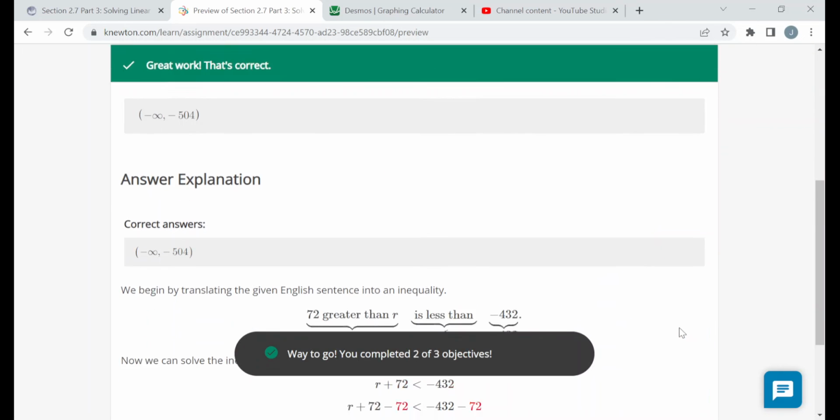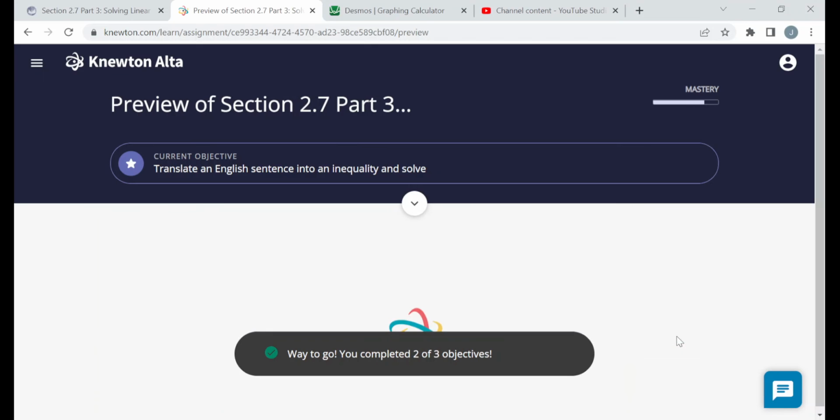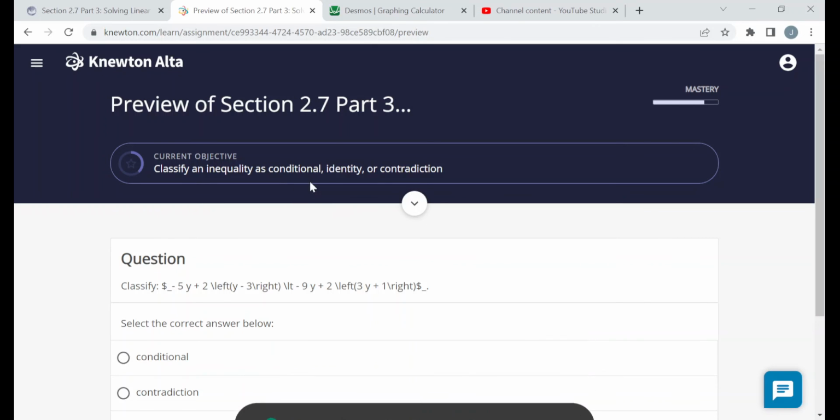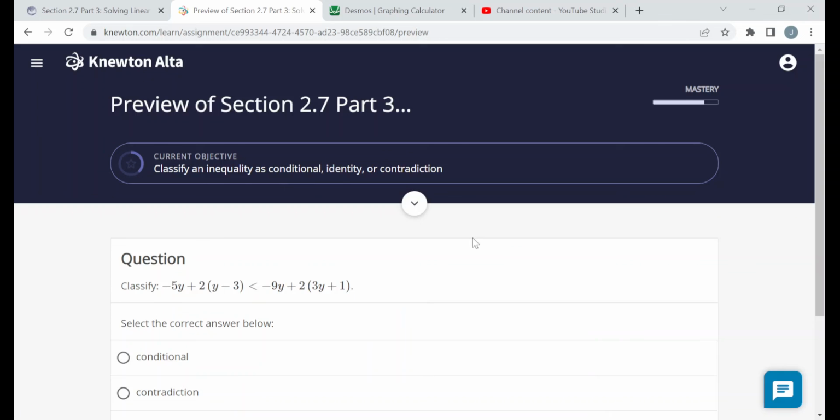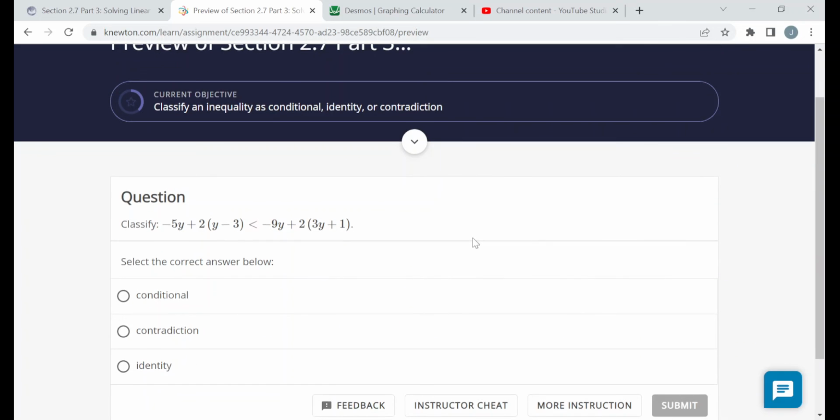Great. All right, so now finally we're getting back to those, is it a contradiction, a conditional, or an identity? So here we'd have negative 3y minus 6. Over here, this would be negative 9y plus 6y, negative 3y again, but then plus 2. So you can get rid of the negative 3y's by adding 3y to both sides. And then basically you have negative 6 is less than 2, and that's true all the time.